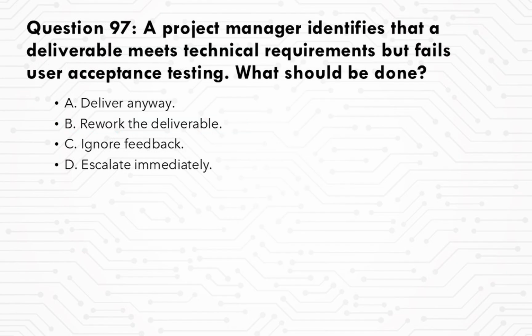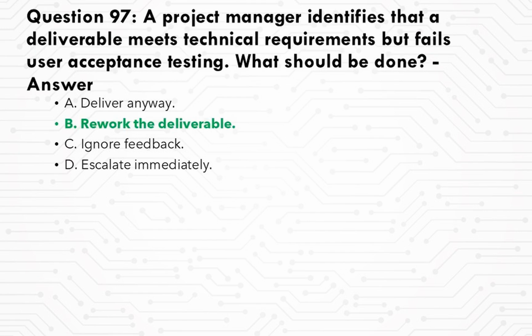Question 97. A project manager identifies that a deliverable meets technical requirements, but fails user acceptance testing. What should be done? A. Deliver anyway. B. Rework the deliverable. C. Ignore feedback. D. Escalate immediately. Answer: B. User acceptance is required for successful delivery.